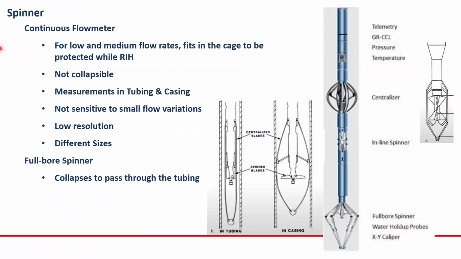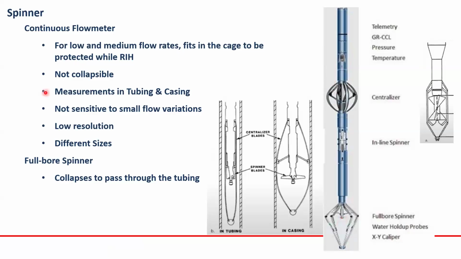Spinner. Now we have three sensors in the PLT, and this is the fourth sensor, which is the spinner. So the PLT has two spinners. One is called the continuous flow meter, and one is called the full bore flow meter spinner.